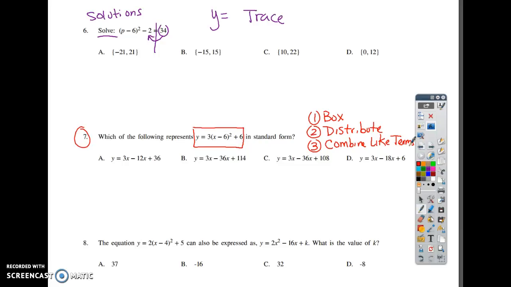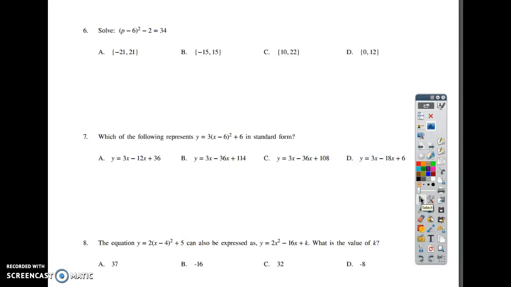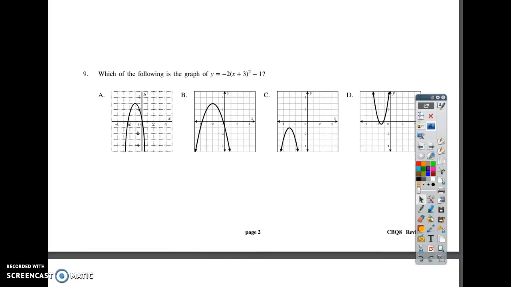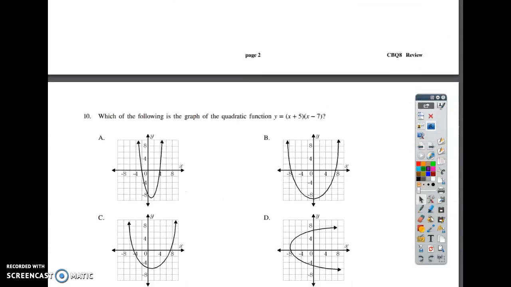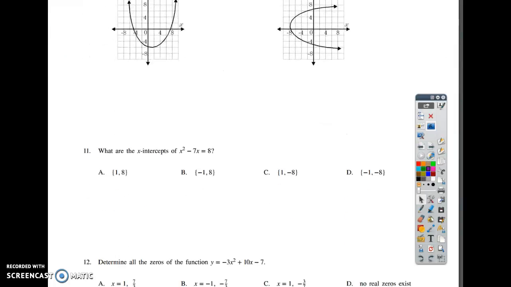Problem number 8, you're going to do the same thing. This is vertex form. I need it in standard form, so follow the same steps. Okay, follow the same steps for number 8. Because at the end, it's going to look very similar to this, and you need to tell me what that K is going to be. For problem number 9, all you have to do is put it in y equals and trace and tell me which one looks like that one. Same thing for number 10. Put it in y equals trace and see which one looks like that.